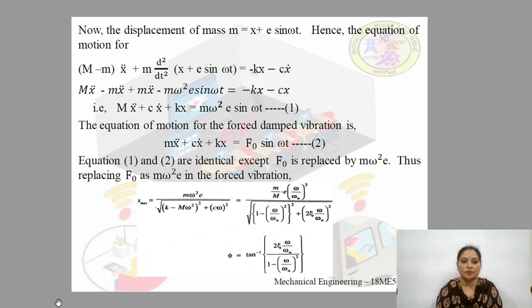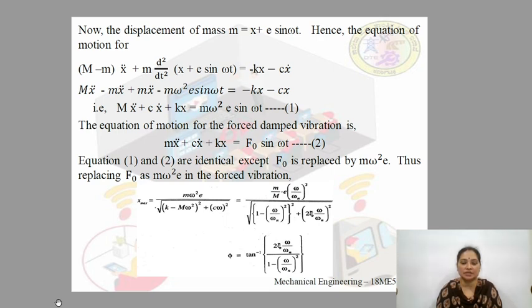Now opening the bracket and simplifying, we can write the above equation as M x double dot minus m x double dot plus m x double dot minus m omega square e sine omega t. That is, when e sine omega t is differentiated twice, we get minus omega square e sine omega t, and multiplied with m, it is minus m omega square e sine omega t, equals minus kx minus c x dot.